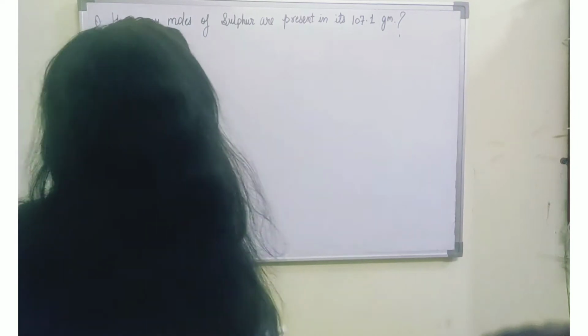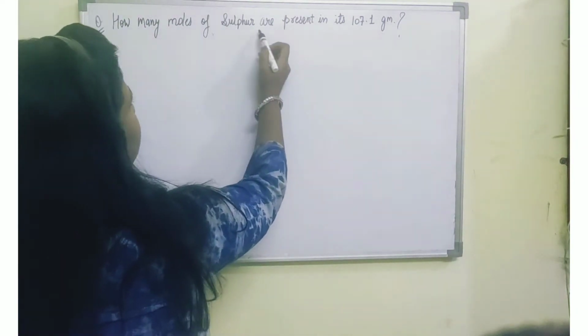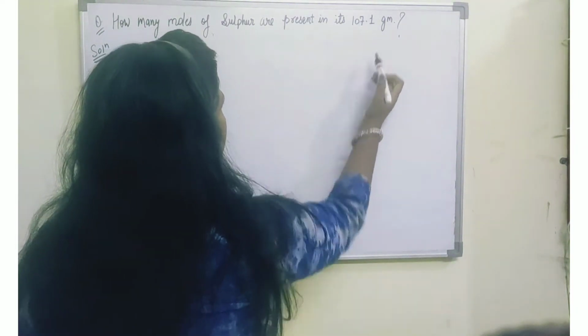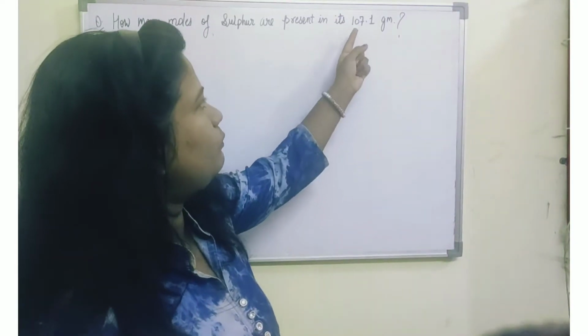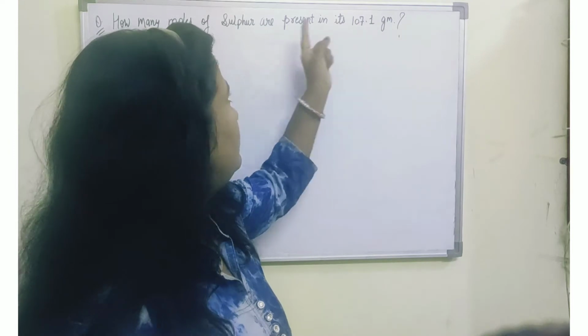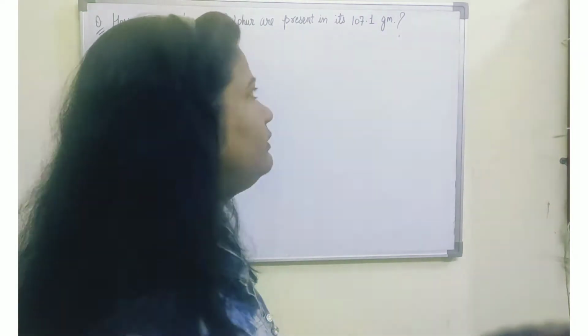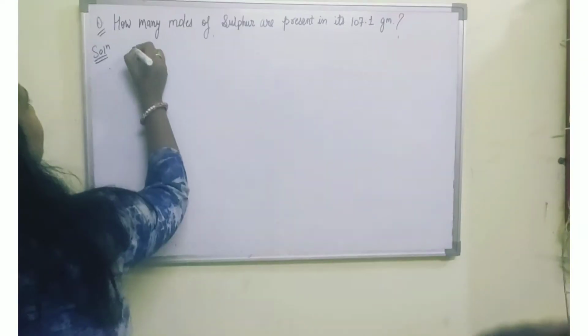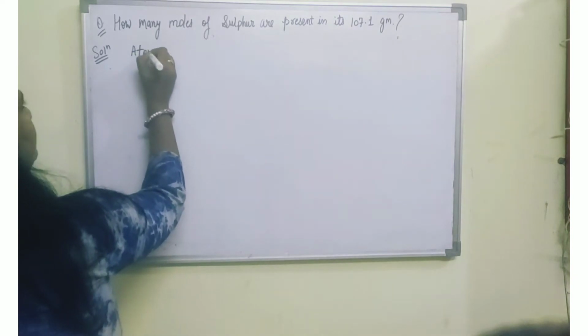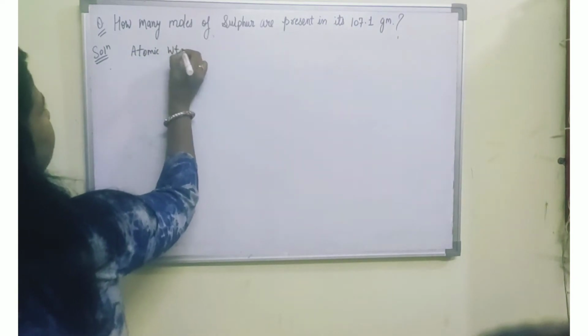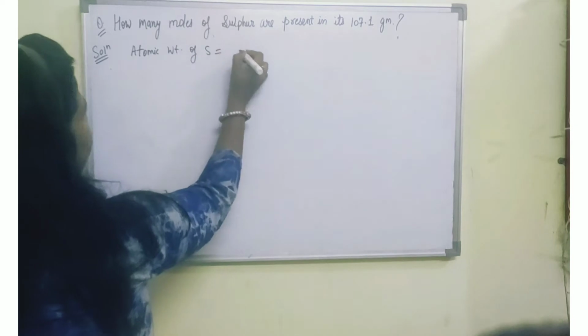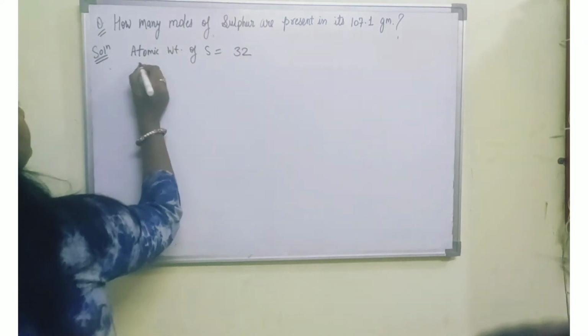Okay. So first numerical is, how many moles of sulfur are present in 107.1 gram of sulfur? कितने मोल्स सल्फर के प्रेजेंट है 107.1 ग्राम ऑफ सल्फर. फर्स्ट ऑफ ऑल वी विल राइट एटॉमिक वेट ऑफ सल्फर. एटॉमिक weight of sulfur is 32, correct, and it is found acid.